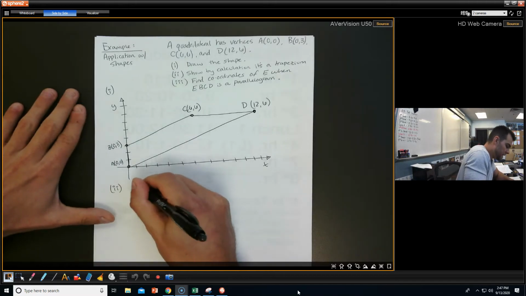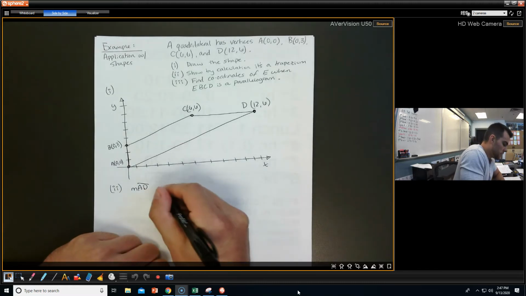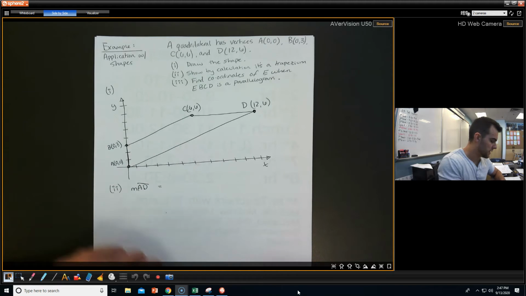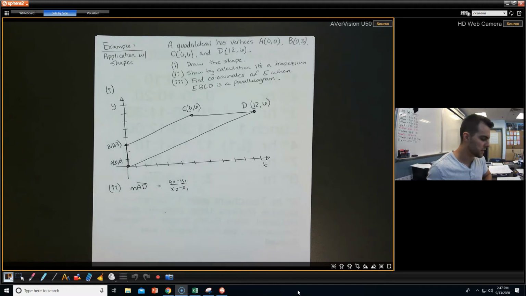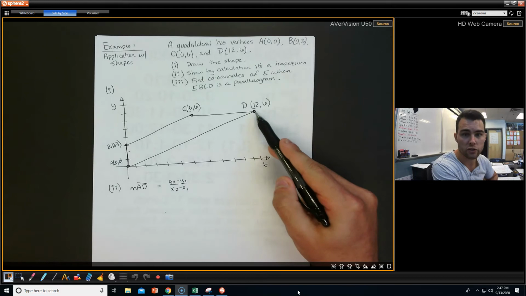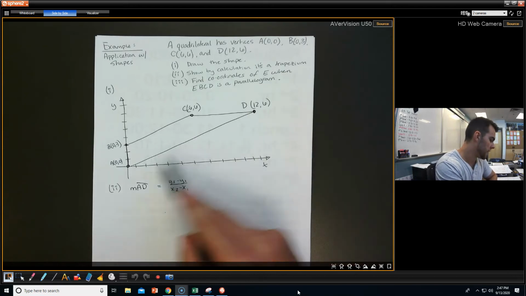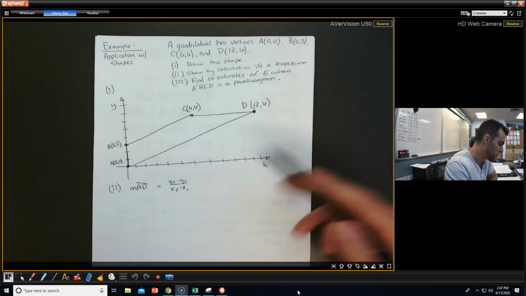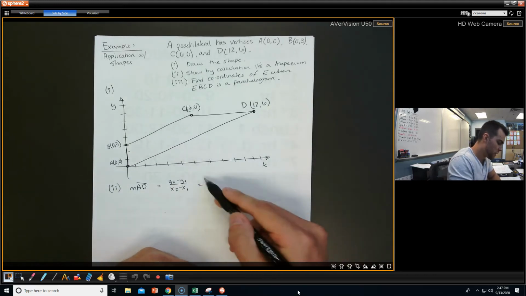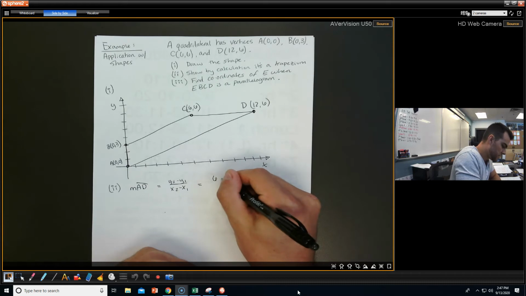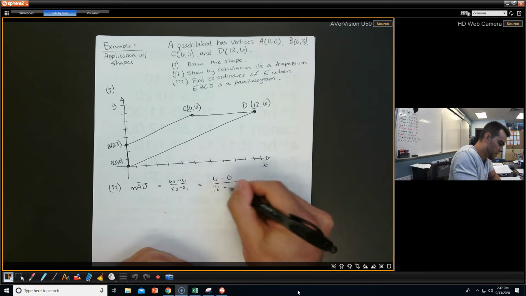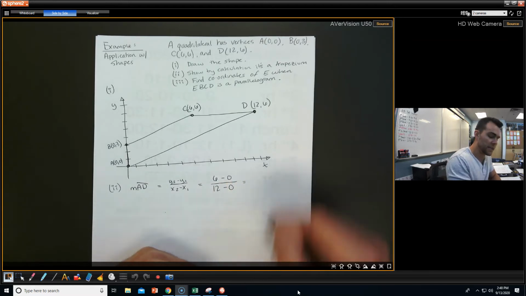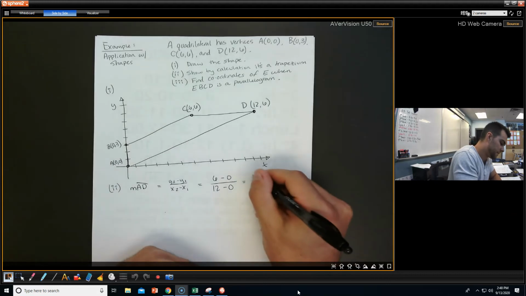So for slope AD, our slope formula is (y2 minus y1) over (x2 minus x1). Now we just got to pick which ones we want to use. I'm going to call D my (x2, y2), and I'm going to call A my (x1, y1), okay? So my y2 is 6 minus y1, which is 0. And my x2 is 12 minus 0, which is my x1. I'm going to get 6 over 12, which is just 1/2.